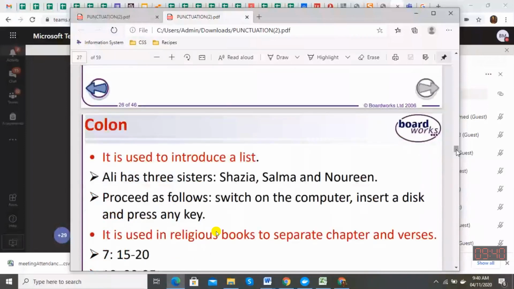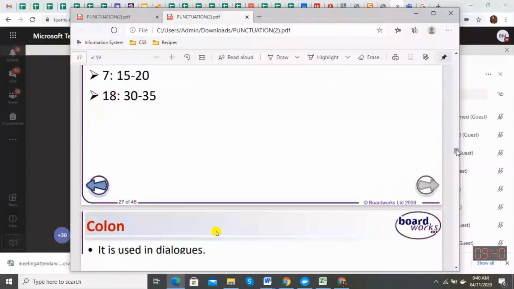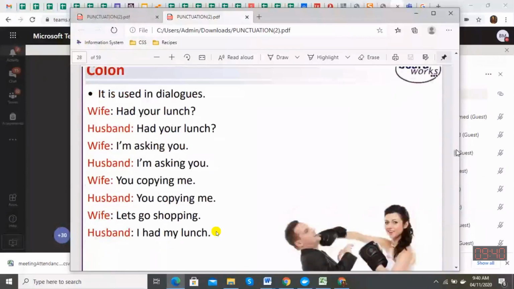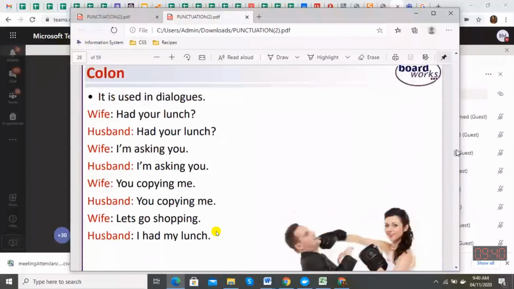The second is cause and effect, give examples, list down the things, introduce a list. Your fifth usage is to separate books from chapters and chapters from verses. And the sixth usage is it is used in dialogues.